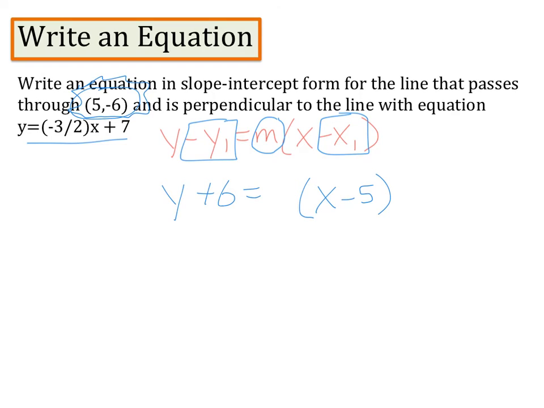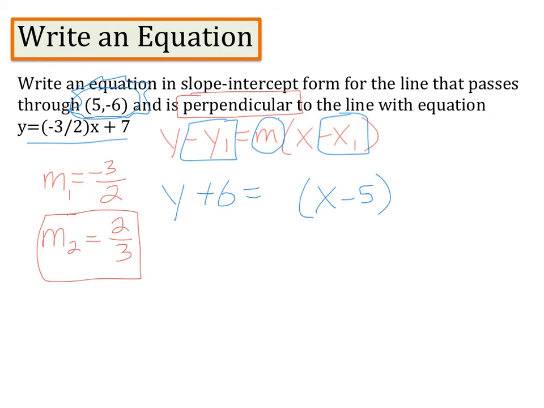So now what we need to figure out is, what is our slope? Well, here's the key word to this entire problem: perpendicular. So if the first slope, m1, is -3/2, then our new slope, m2, is going to be the opposite reciprocal of -3/2, which is going to be 2/3. So our slope, we can put it in now as 2/3.